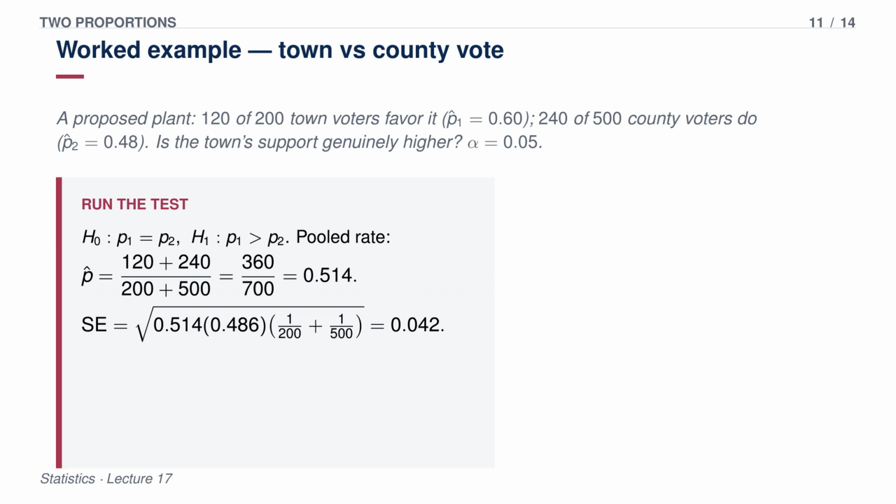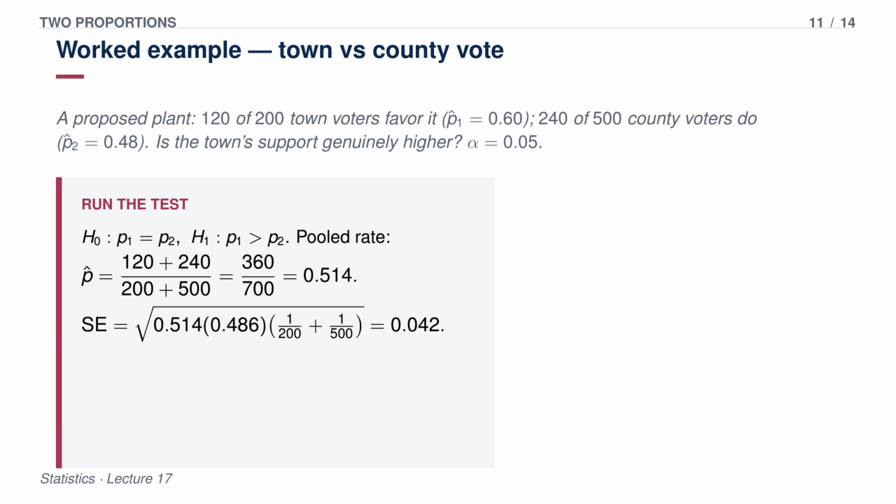A proposed chemical plant and a vote. In town, 120 of 200 voters in favor, 60%. In the surrounding county, 240 of 500, 48%. 12 points apart. Is town support genuinely higher, or is that sampling noise? Alpha, not 0.05. H-naught says the rates are equal. H-one says town is higher.